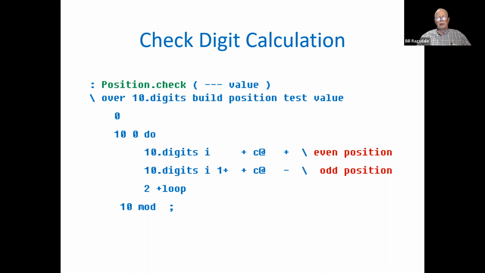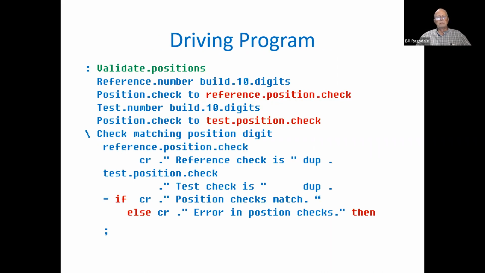The loop is a plus loop. We're stepping across 2 numbers at a time. So this would step across by even numbers 0, 2, 4, 6, 8. And at the very end, of course, the 10 mod extracts the single decimal digit.